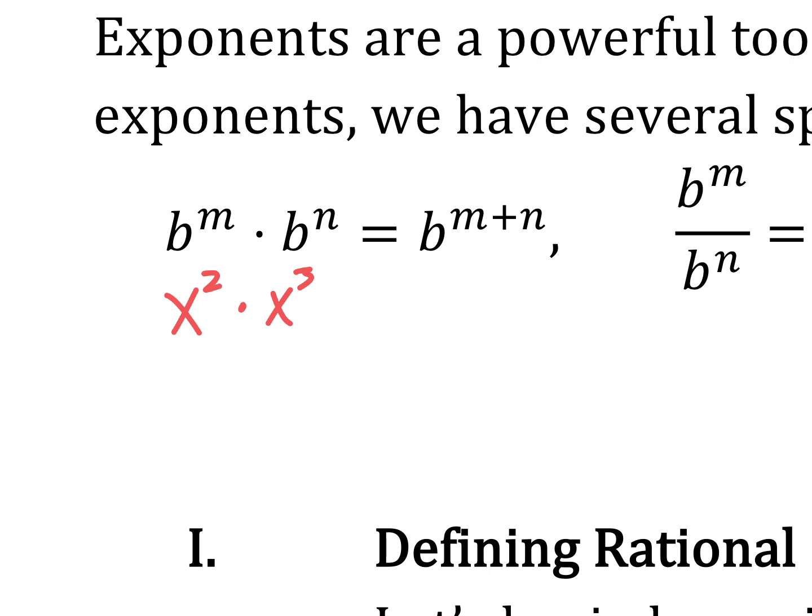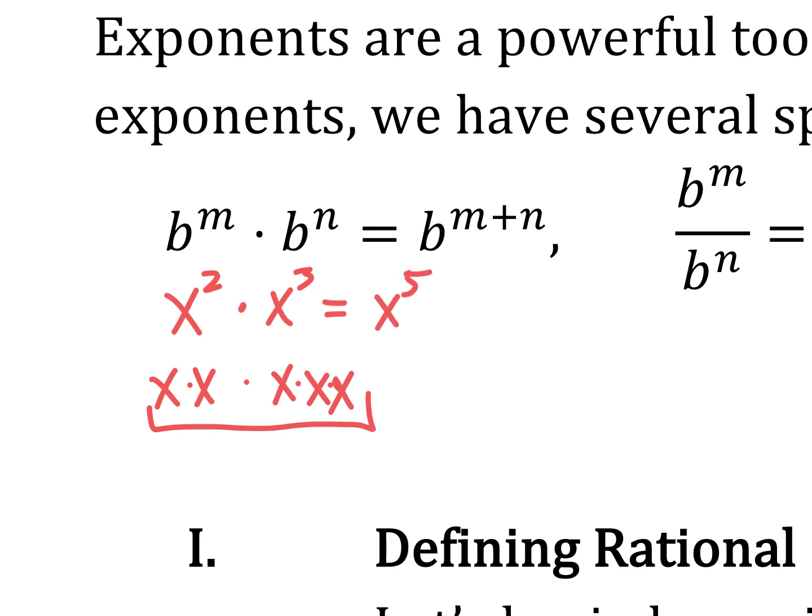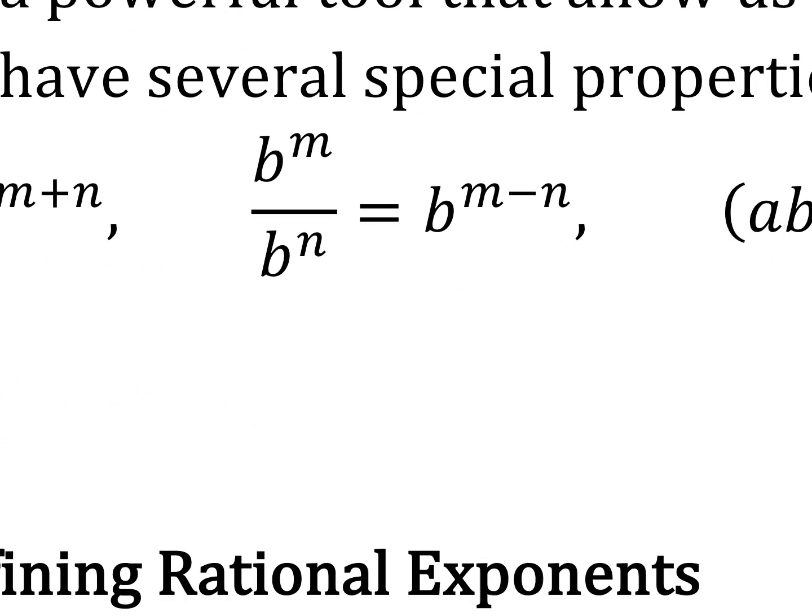So if we have x squared times x to the third, that's like x times x for x squared. X to the third is x times x times x. And if we multiply those together, well, what do we have? We have 5 factors of x. So that's x to the 5th. See how that works? What about dividing?